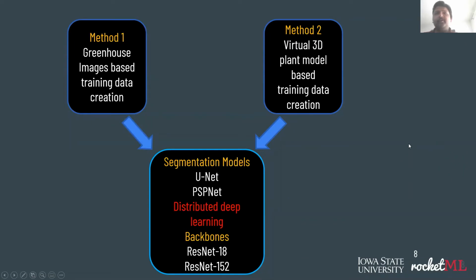Thanks, Bhaskar. To overcome the data annotation challenges for training semantic segmentation models, we will be using two different training data creation methods. For the first method, we will use greenhouse images for the training data creation. For the second method, we will use 3D virtual plant models. We used the RocketML distributed deep learning framework to train our semantic segmentation models. We trained UNet and PSPNet models with two different backbones for each of these synthetically created datasets. ResNet 18 and ResNet 152 are the two different backbones that we used.